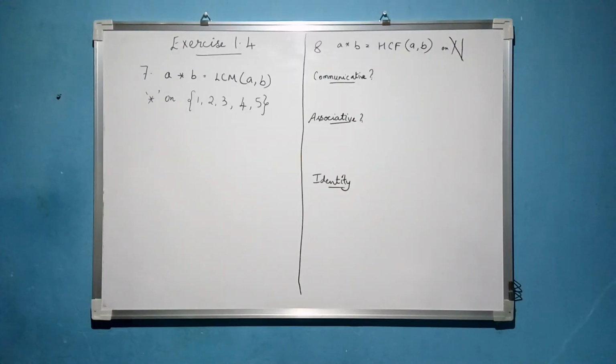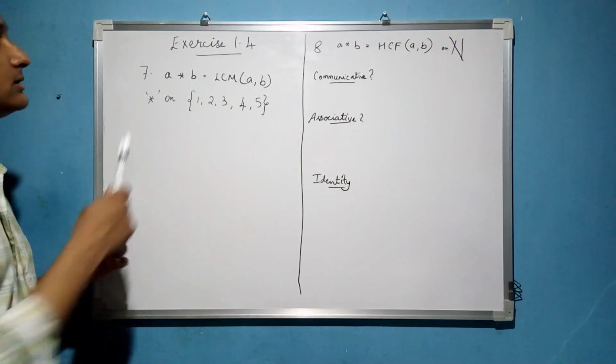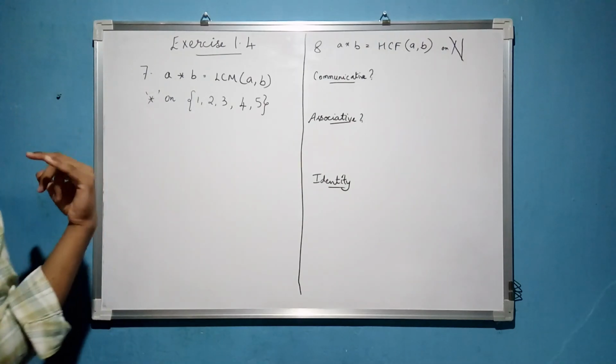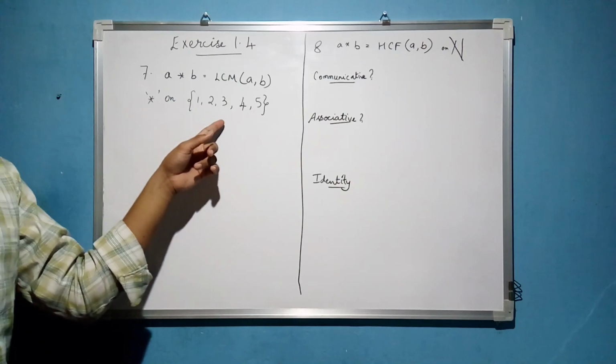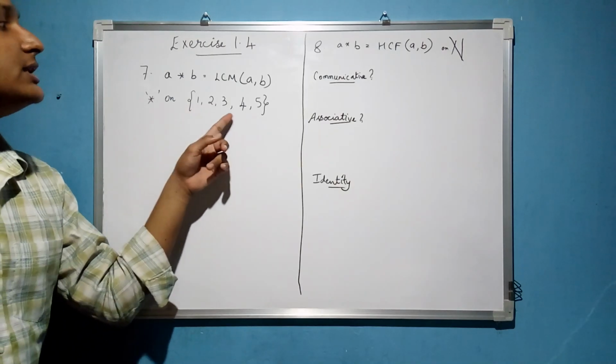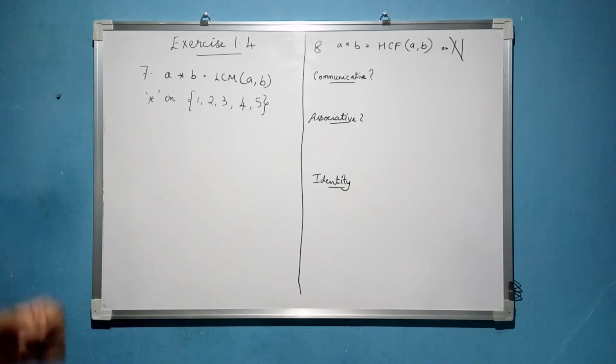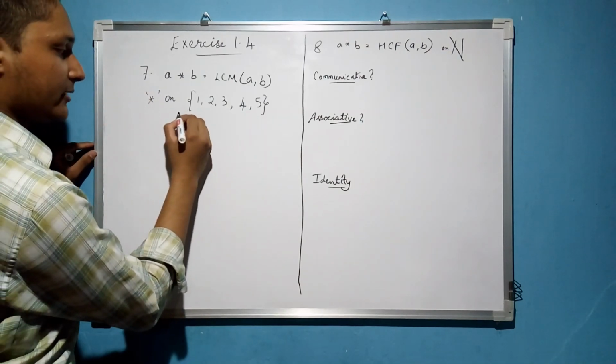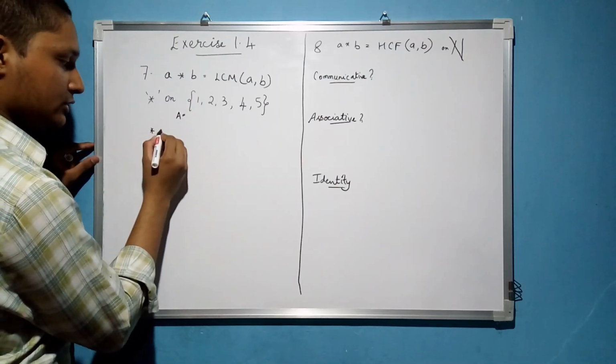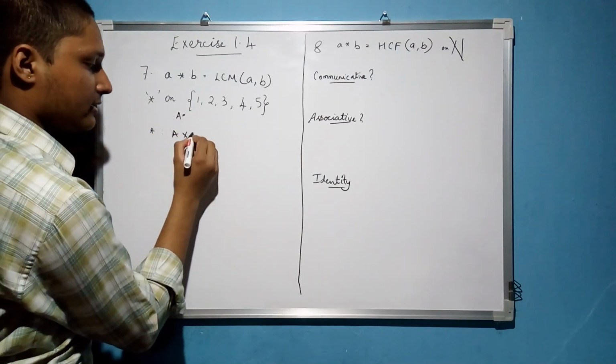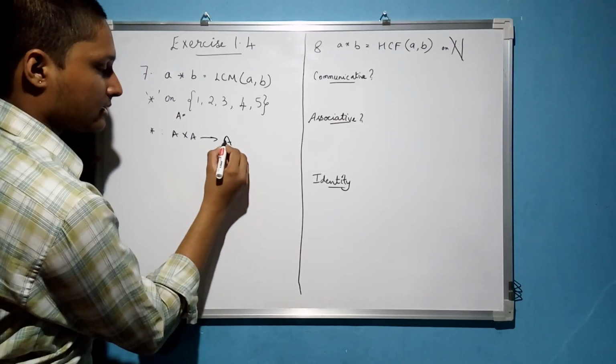Next we are going to the 7th question. Here we have the 7th and 8th question of exercise 1.4. The 7th question is about a star that is same as LCM as the previous one, but here the set is {1, 2, 3, 4, 5}. The question is to find whether this is a binary operation or not. So for a binary operation, let me name this as set A. The star should be from set A cross A to A.